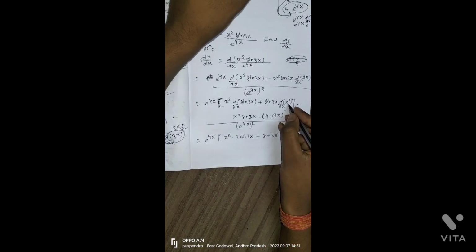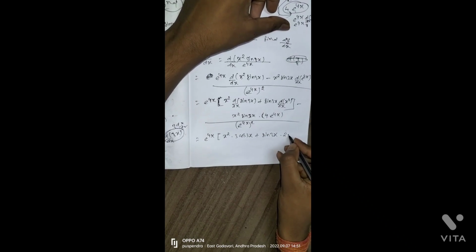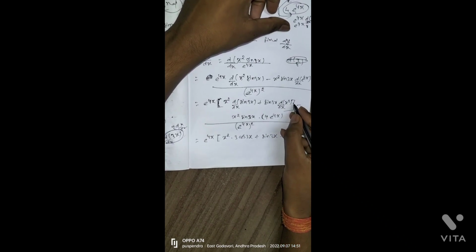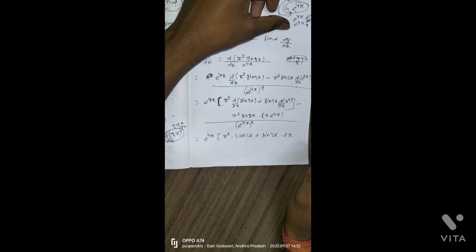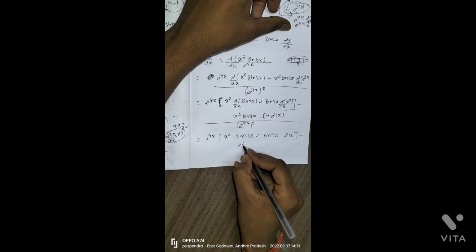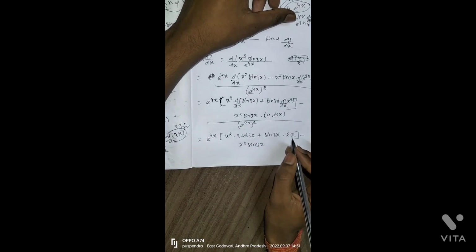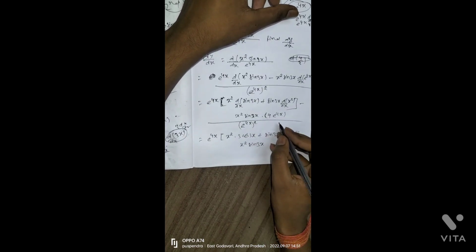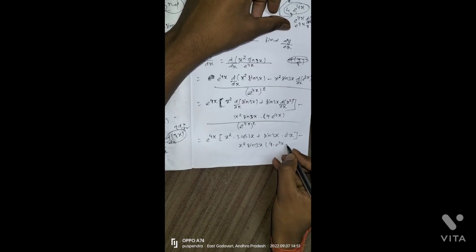What will be the derivative of x square? For x to the power n, it is n x to the power n minus 1. n means 2, and 2 minus 1 is 1, so we'll write 2x. Okay. Another: minus x squared sine 3x upon 4 e to the power 4x. I have copied this thing.